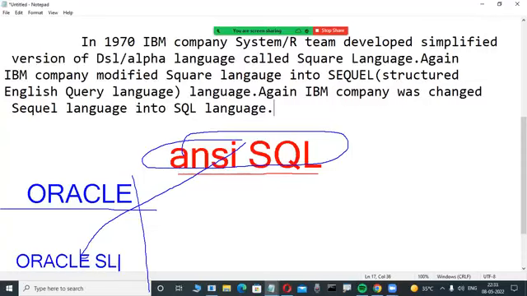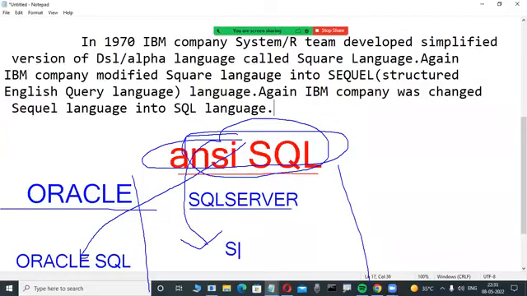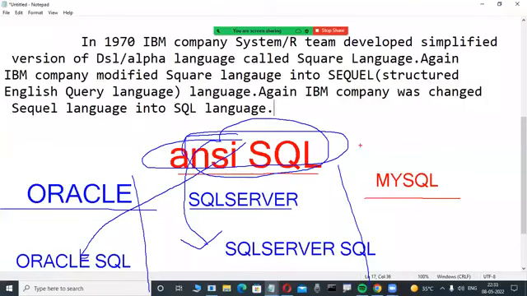Suppose the Microsoft product SQL Server. In that product also they use SQL language, but from the ANSI standard SQL they created their own SQL. That is called SQL Server SQL. Again, open source MySQL is there, for example. That is also a relational database, and from the ANSI standard SQL they created their own SQL. That is called MySQL language. This is the way.